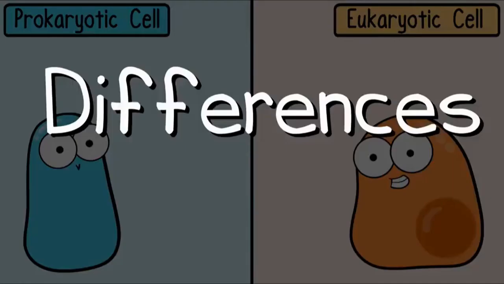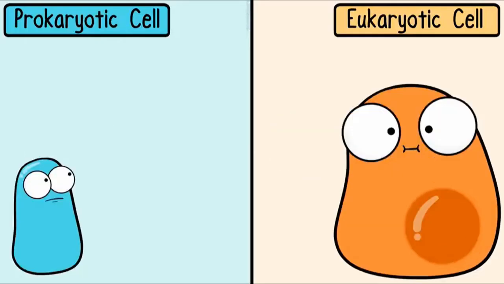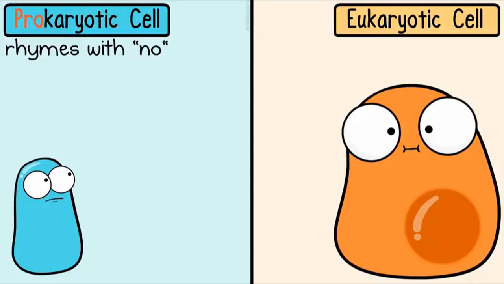What makes prokaryotic cells and eukaryotic cells different is especially interesting. Eukaryotic cells are more complex than prokaryotic cells. They tend to be larger than most prokaryotic cells. And to help me remember some more differences in this next part, I like to remember that pro in prokaryote rhymes with no, and eu in eukaryote rhymes with do.